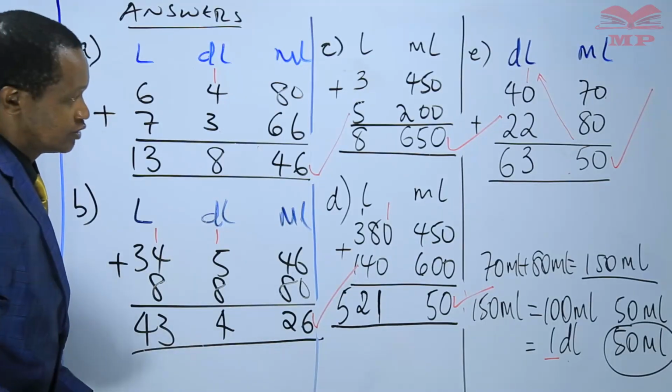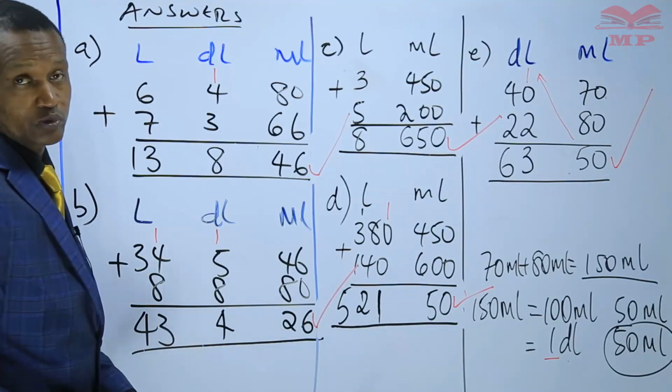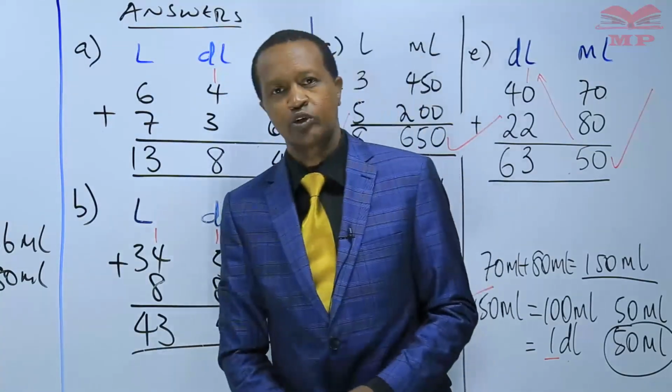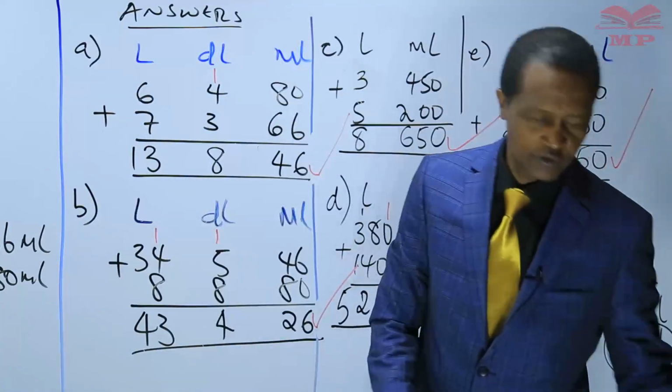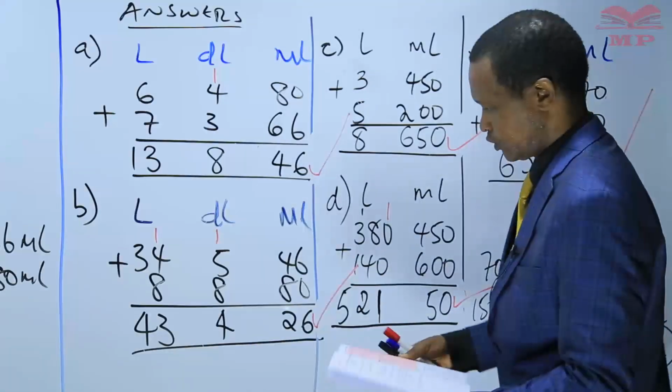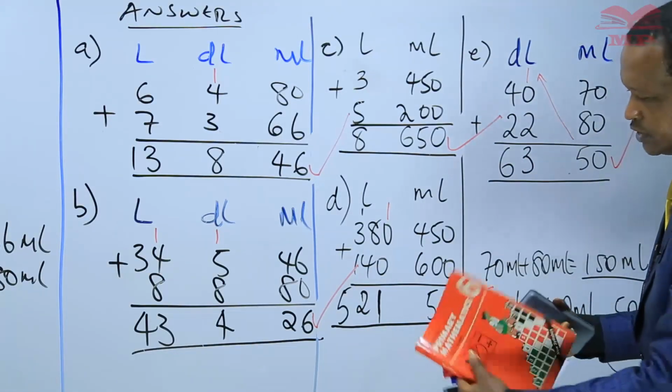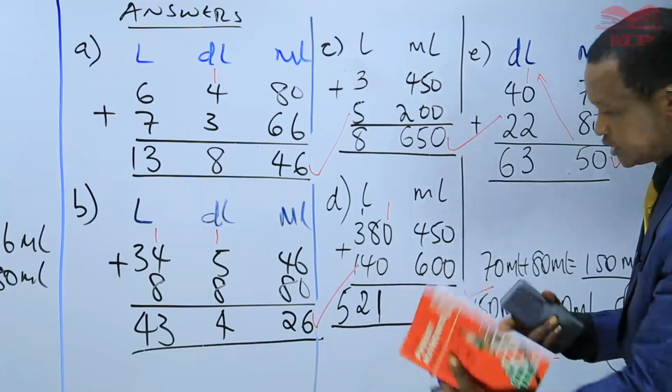So that will mark the end of today's lesson. We have learned how to carry out the operation of addition on the units of capacity. And before we close the lesson, I'm going to give you an assignment from the learner's book.